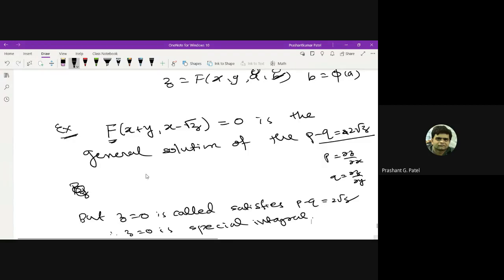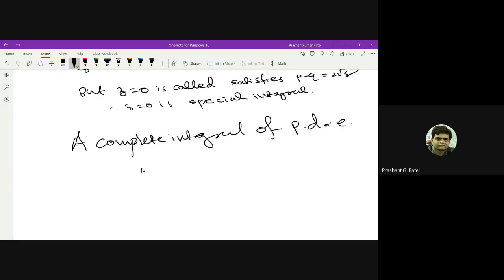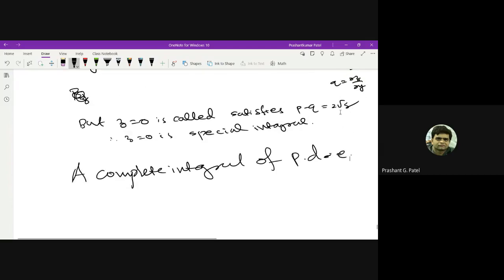What will be the complete integral for this? The complete integral contains two parameters. Now how we can get this is a different task. Given this PDE, to find the integral there are different methods that we are going to discuss later on. But the complete integral is this.